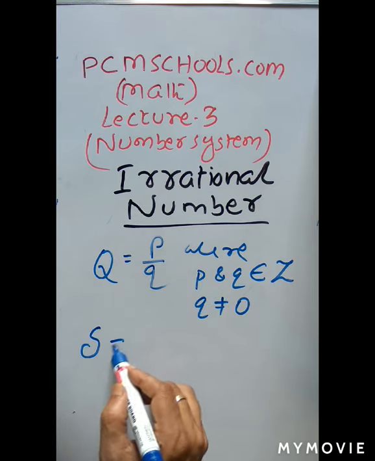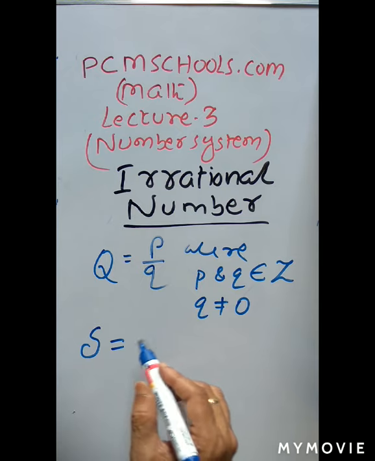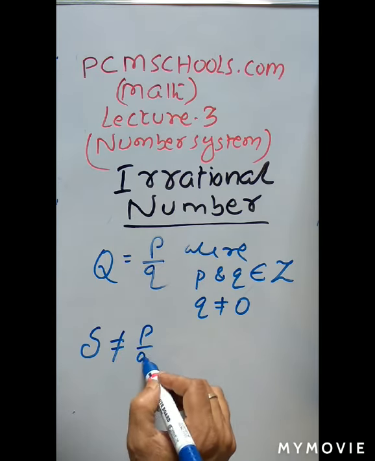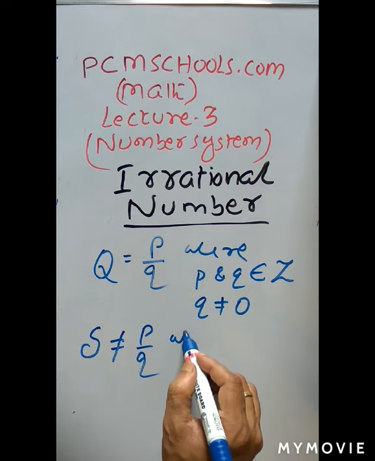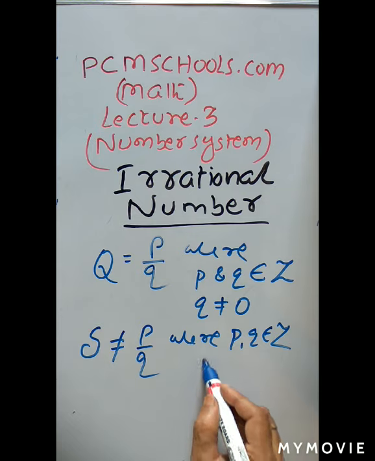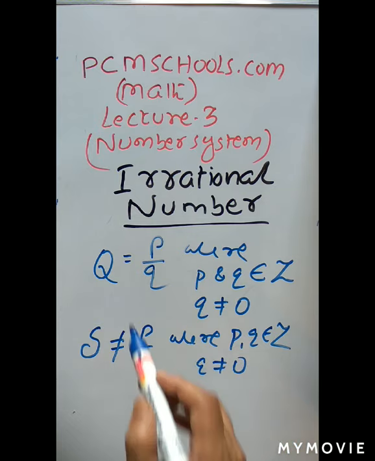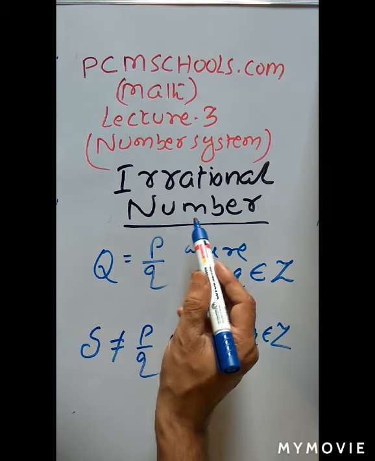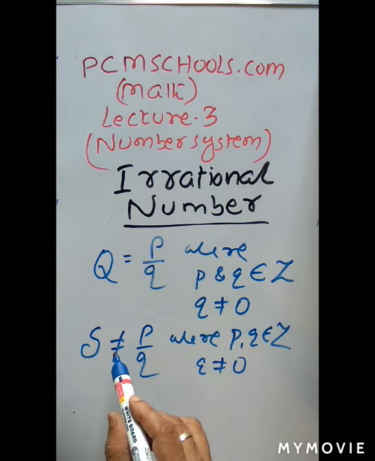An irrational number is represented by S, which cannot be represented in the form of P by Q, where, same thing, P and Q belong to integers and Q is not equal to 0. So any number which is expressed in the form of P by Q is called a rational number, and the number which cannot be represented in the form of P by Q is called an irrational number.